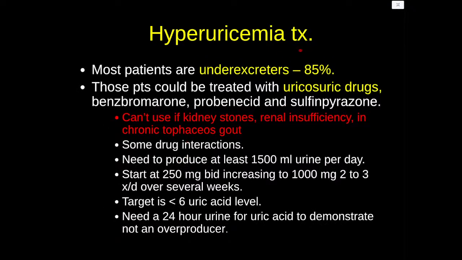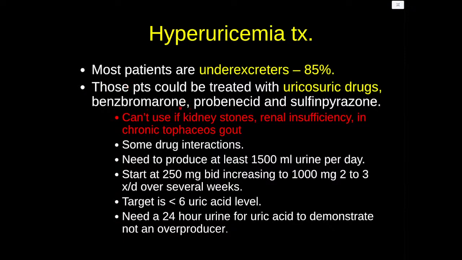When treating hyperuricemia, therapy is divided into two main types of drugs. Most patients are under-excretors, 85 to 90%. Those patients could be treated with uricosuric drugs. These drugs eliminate uric acid through the kidney, like benzbromarone, probenecid, or sulfinpyrazone.